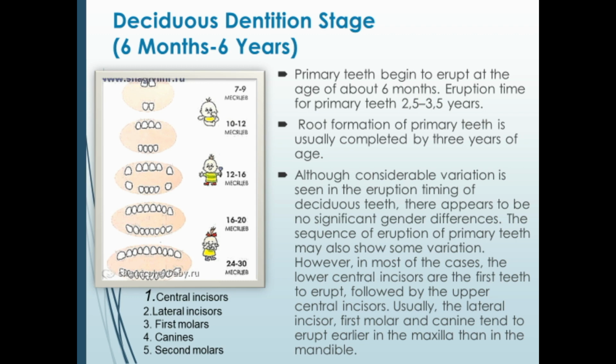Although considerable variation is seen in the eruption timing of deciduous teeth, there appear to be no significant gender differences. The sequence of eruption of primary teeth may also show some variation. However, in most cases, the lower central incisors are the first teeth to erupt, followed by the upper central incisors. Usually, the lateral incisors, first molar and canine tend to erupt earlier in the maxilla than in the mandible.